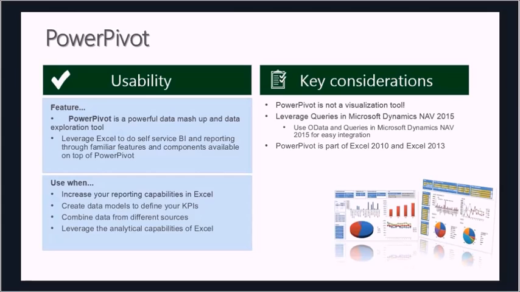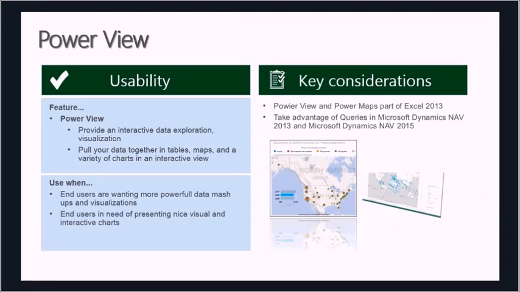So use it when you want increased reporting capabilities in Excel. You want to create data models to define your key process indicators, combine data from different sources, and so on and so forth. So we'll use Power Pivot today, and for NAV, we can leverage OData, that's part of NAV, to import data into Power Pivot. Okay, and Power View. What is Power View? We'll come to that. Power View is where you create dashboards or interactive visualizations for Power BI.